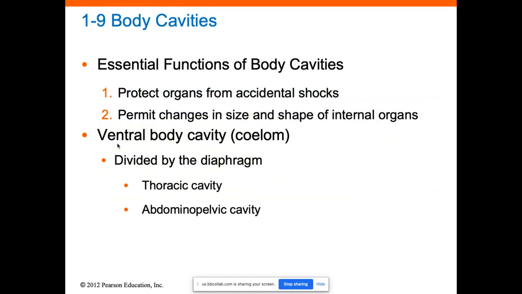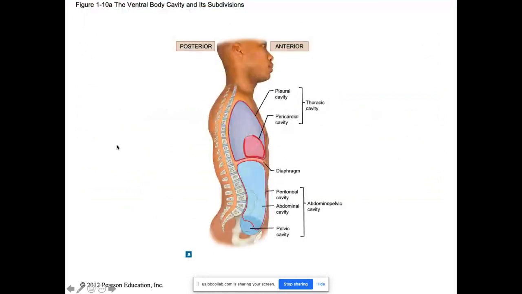There are certain cavities that you should be familiar with. And if we look at this right here, we see number one on top, there's a thoracic cavity. And on the bottom, abdominal pelvic cavity. And this muscle right here, which is the diaphragm, that's a respiratory muscle, it helps us breathe, separates the thoracic cavity from the abdominal pelvic cavity.